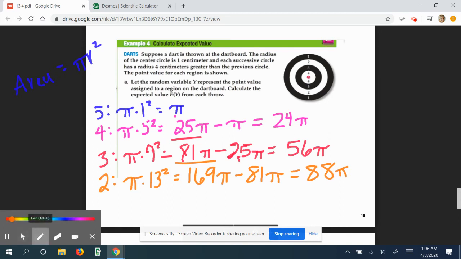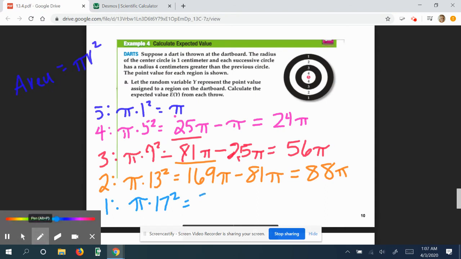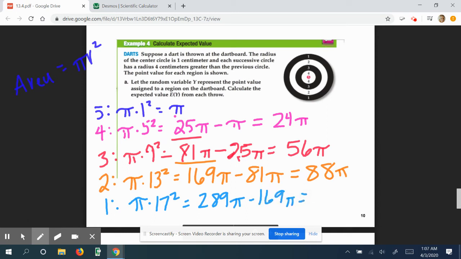And then finally, the last guy, the 1-point guy, is another 4, so that'd be 17 squared. And so we'd say 17 squared is 289, minus the 169 pi from before. And so you'd get 120 pi. Okay? Now what we have to do is actually figure out what each one is expected to get.